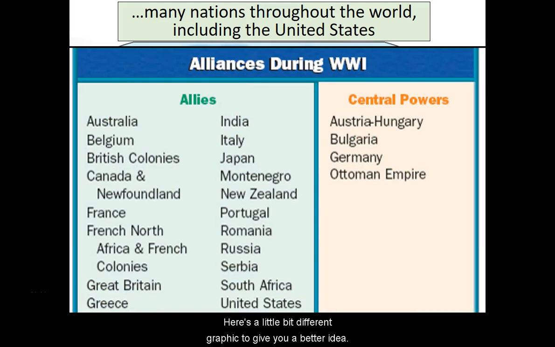Here's a little bit different graphic to give you a better idea. So the Central powers are Austria-Hungary, Bulgaria, Germany, and the Ottoman Empire. The Allied powers are Australia, Belgium, British colonies, so Britain and their colonies, Canada and Newfoundland, France, French North Africa, French colonies, Great Britain, Greece, India, Italy. Funny, we just saw that as an ally to Germany.